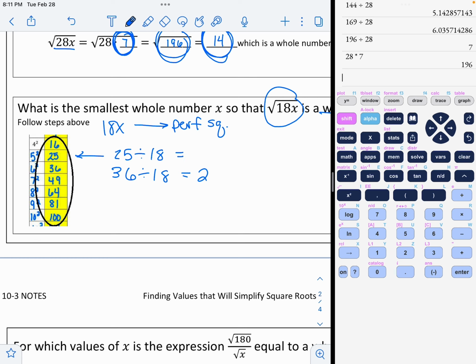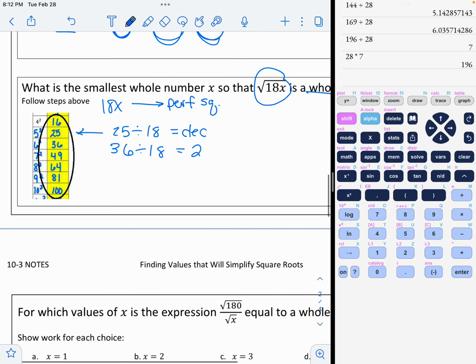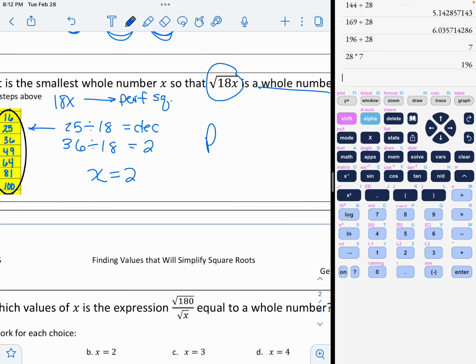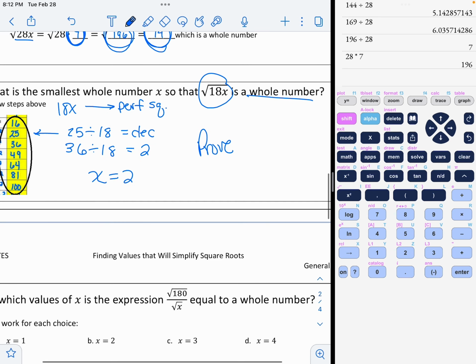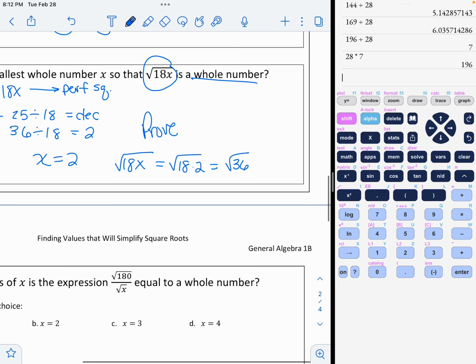Remember, 25 was a decimal, so I need X to be 2. To prove that I am correct, which is something you need to do, I will do the square root of 18x equals the square root of 18 times 2, which is the square root of 36, which ends up being a perfect 6 at the end. So my value of X will need to be 2 so that this process works out. The rest of these notes will be done on a separate video.